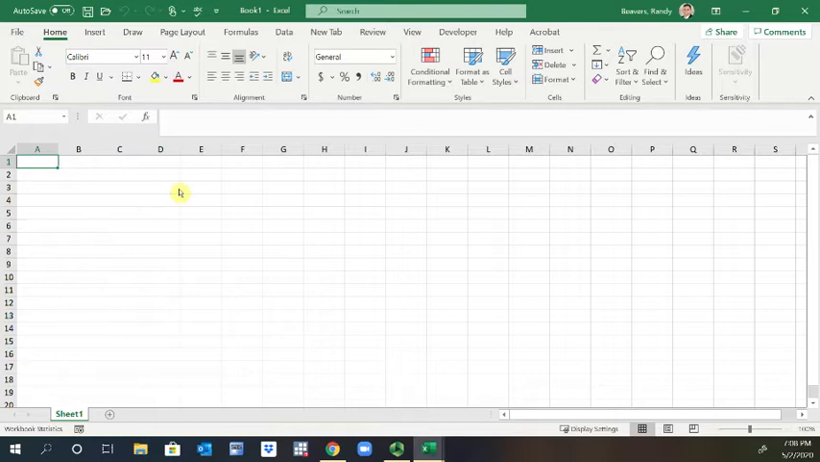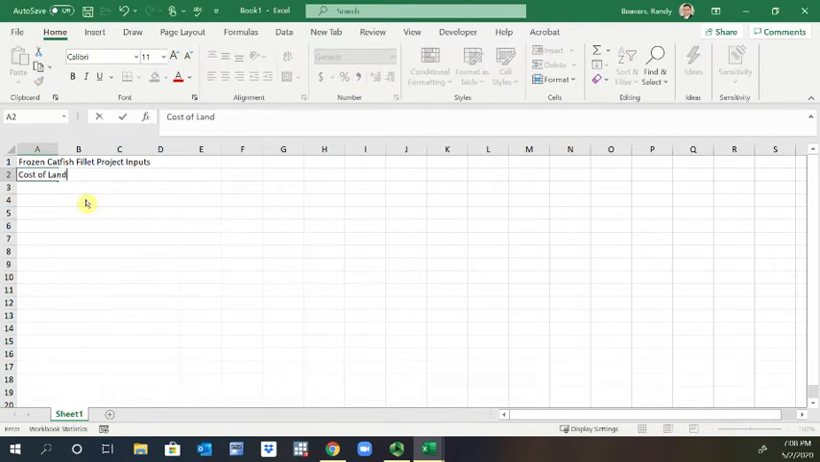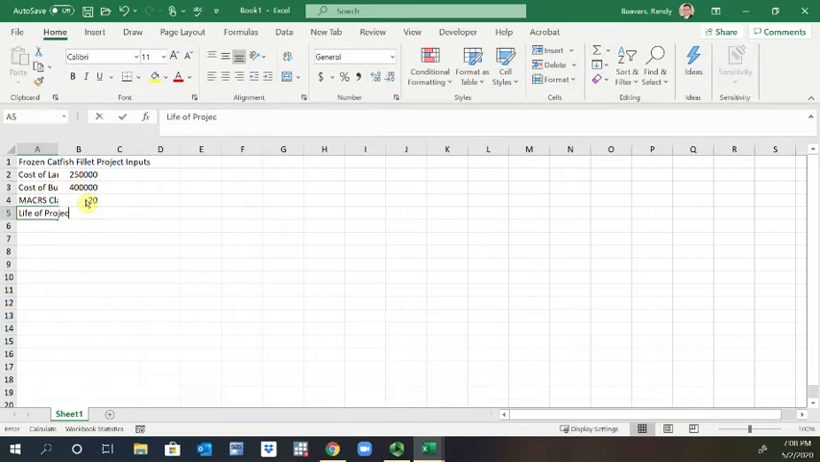So once those are added, this is your scenario. We have frozen catfish fillet project inputs, and they are as follows. Cost of land is $250,000. Cost of buildings and equipment are $400,000. MACRS class is 20. Life of the project in years is 5.